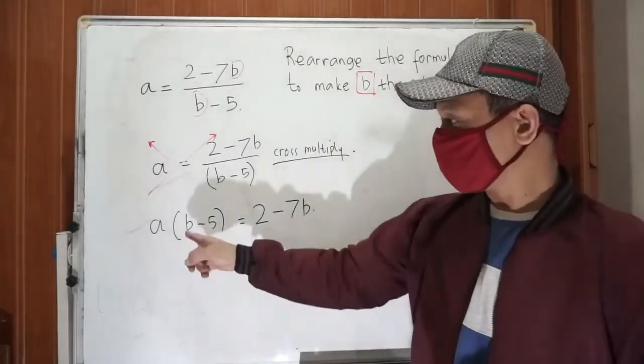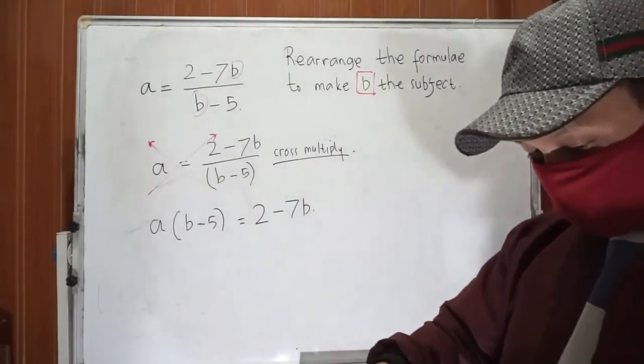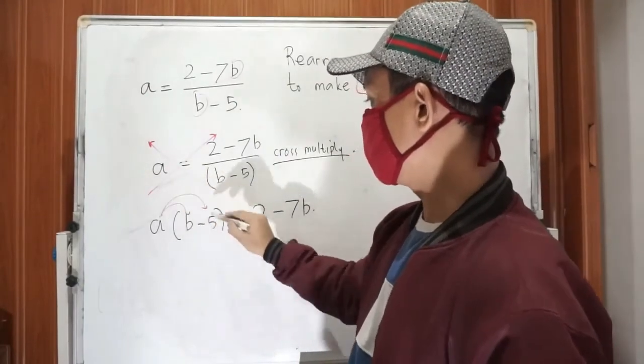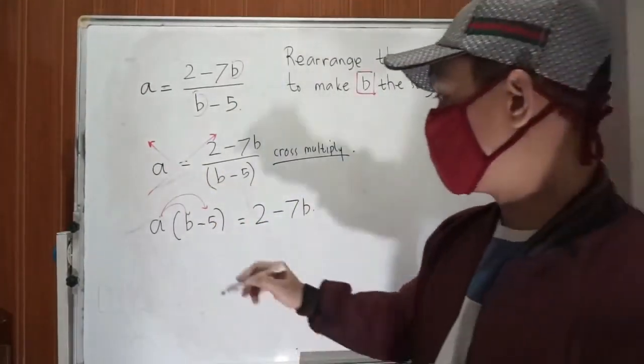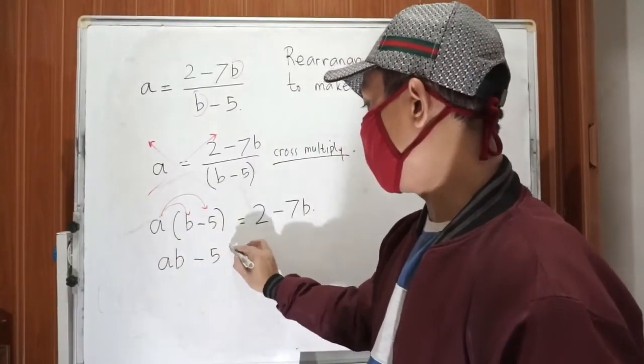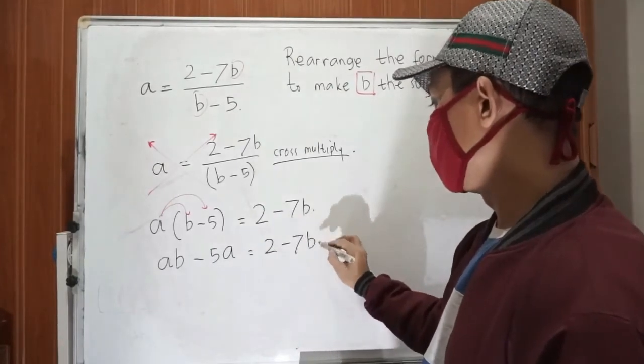And then when you find the bracket, open the bracket. So, AB minus 5A equals minus 7B.